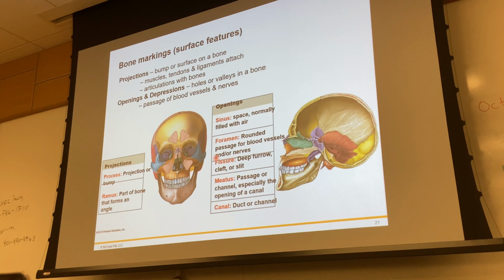I talked about foramens and fissures here, a meatus and a canal. A meatus and a canal are the same thing, for the moment. The difference between a foramen or a foramina and a fissure is a rounded hole is a foramen or a foramina, and a fissure is a slit or a furrow.